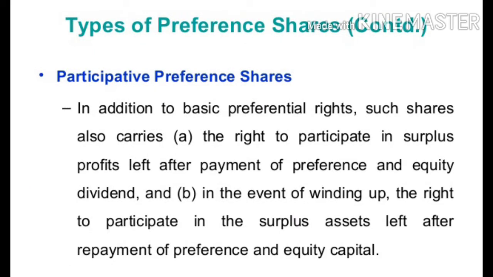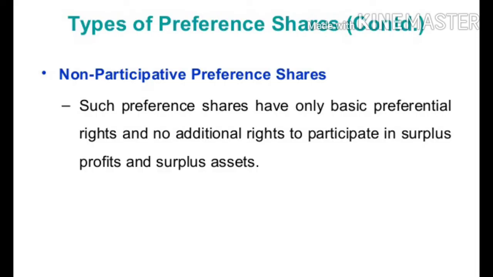Fourth, participative and non-participative preference shares. Participative preference shares: it is completely the company's decision. If the company gives the preference shareholders the preferential right to participate in surplus profit, which means extra profit left over after payment of preference and equity dividend, or if the company allows them to participate in the event of winding up, the right to participate in the surplus assets left after repayment of preference and equity capital, they are considered participative preference shares.